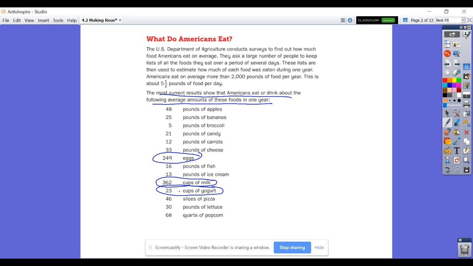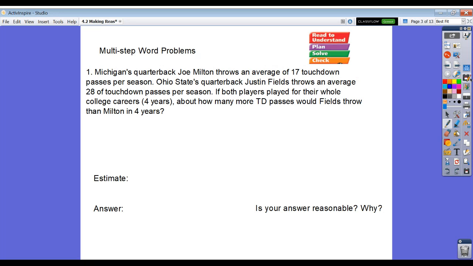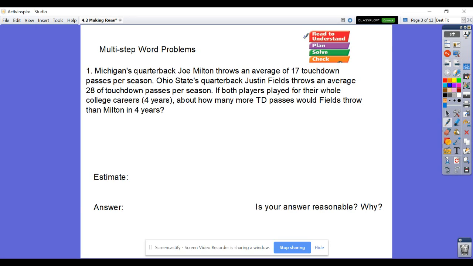Now we're going to use an estimate to solve a multi-step word problem. Remember our 4 steps to problem solving? I want you to read these with me on a count of 3. 1, 2, 3. Read to understand, plan, solve, and check. So let's get started reading to understand.